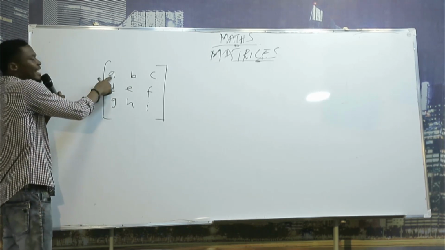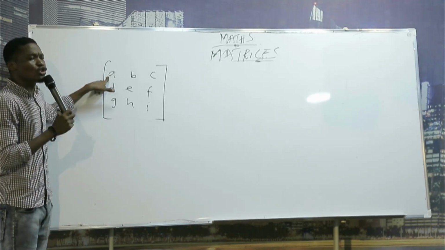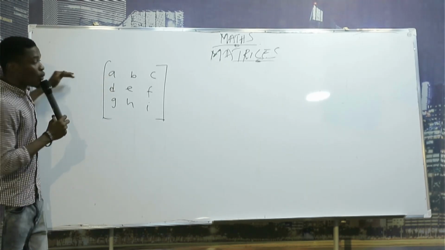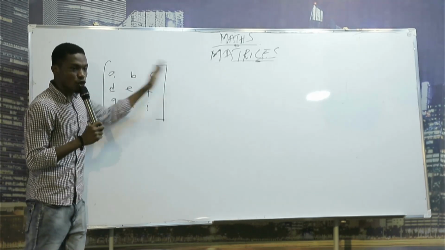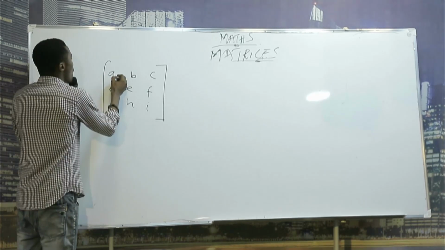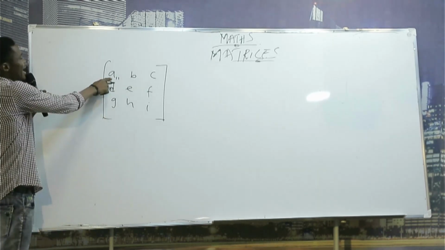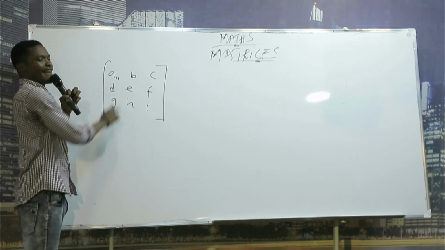Class, if you look at this element A, which row does A belong to? First row. And which column does it belong to? First column. So the position of A becomes 1, 1. So this is A, 1, 1. 1, 1 meaning first row, first column.